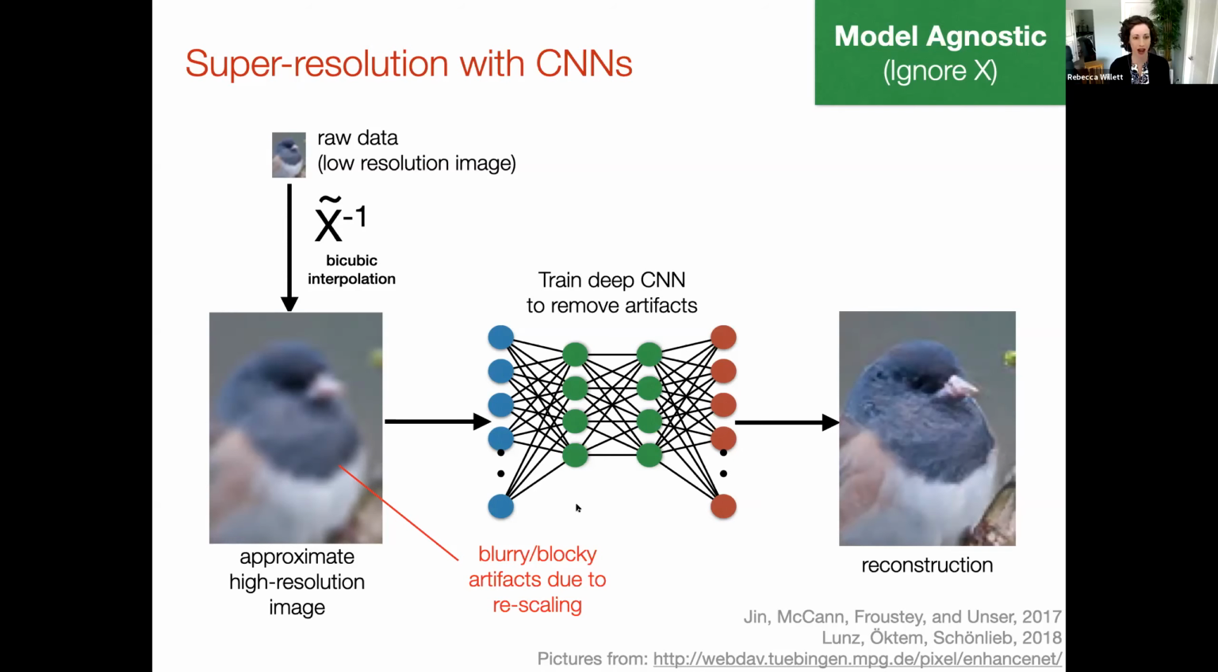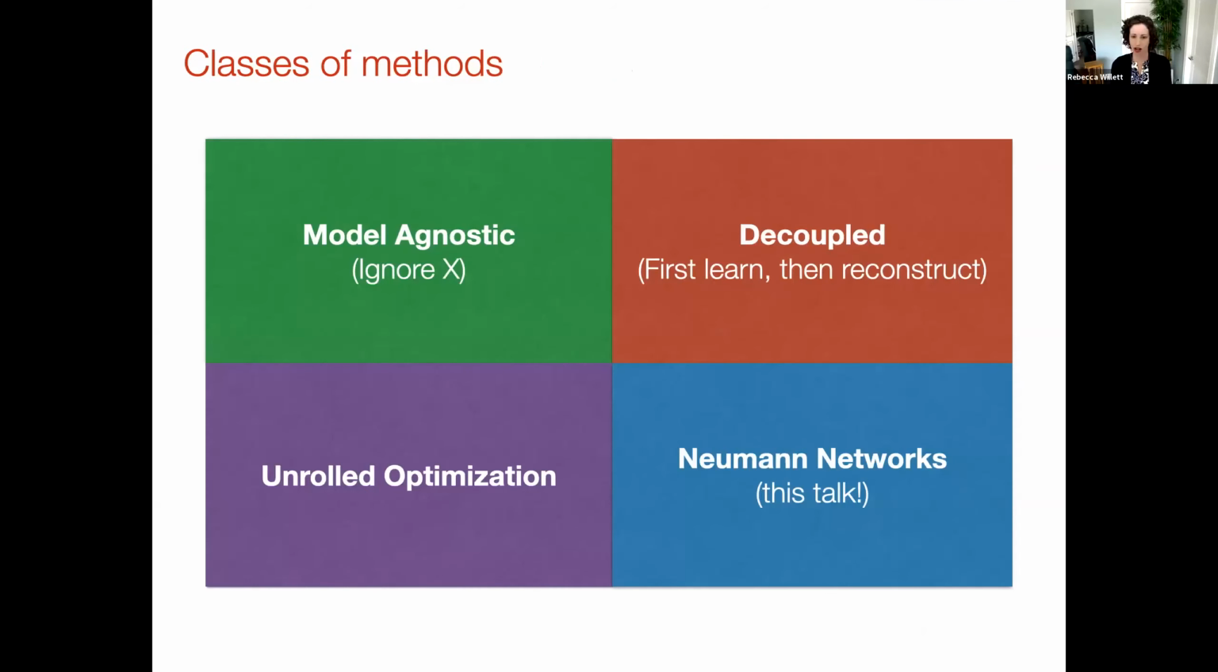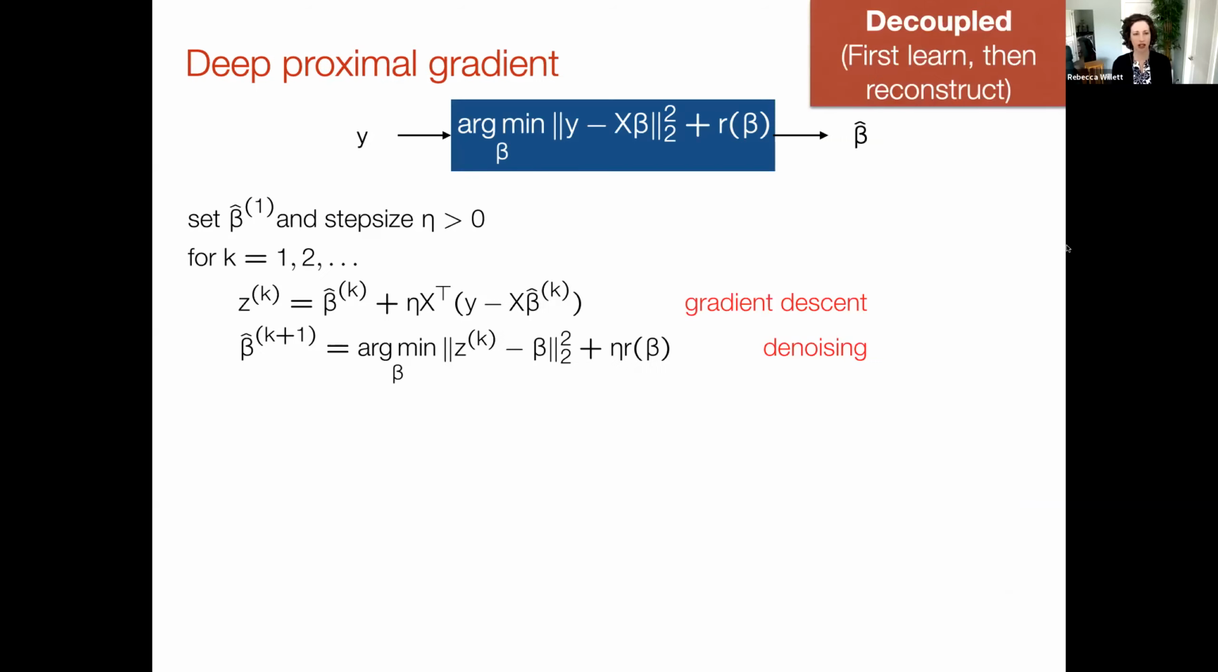Okay, so now we can return to methods that try to exploit more precise knowledge of the forward model X, and we're going to look at decoupled approaches. So what I mean by that is the following. In fact, I want to introduce this through the context of two different examples. The first one is called deep proximal gradient, and variants of this have been explored throughout the literature.